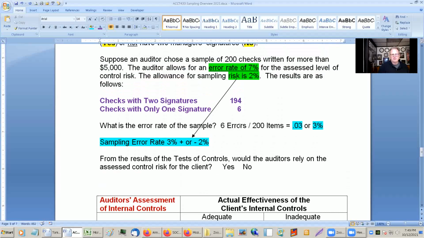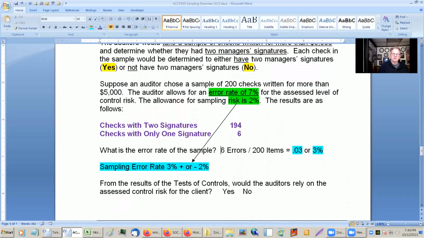So would we take these results? Would we rely on the internal controls?